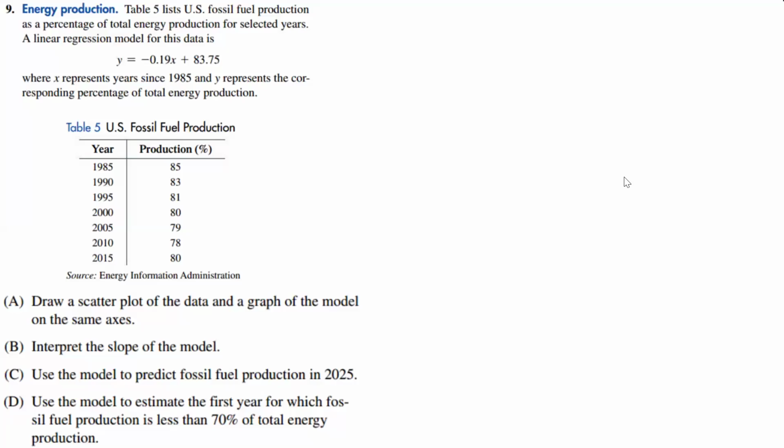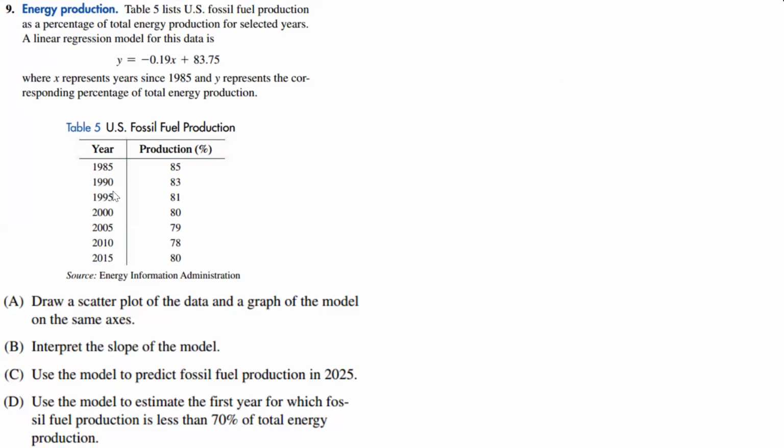All right, so here we got a lot of stuff. This table lists the U.S. fossil fuel production as a percentage of total energy production for selected years. They give us a linear regression model, but we're going to do that ourselves also. And it's going to be where X represents the years since 1985. So what does that mean?